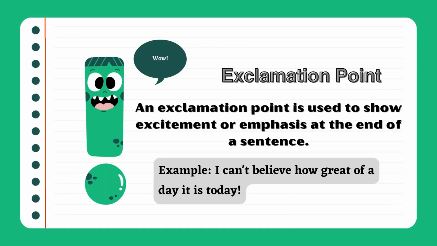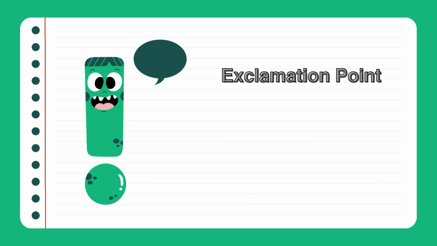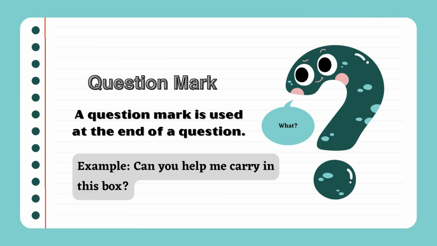An exclamation point is used to show excitement or emphasis at the end of a sentence. For example, I can't believe how great of a day it is today! A question mark is used at the end of a question. For example, can you help me carry in this box?